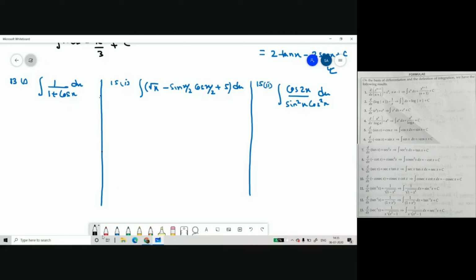Now look at the next sum. Now let us see 13 part 1. Integration of 1 by (1 plus cos x) dx. What I'll do, rationalize the denominator. So on rationalizing the denominator, what will I get? This was your original question.